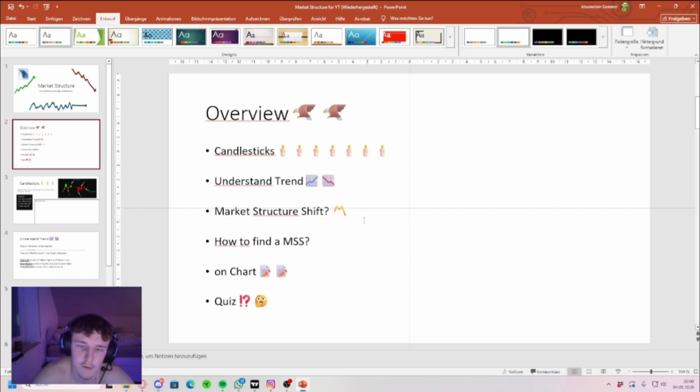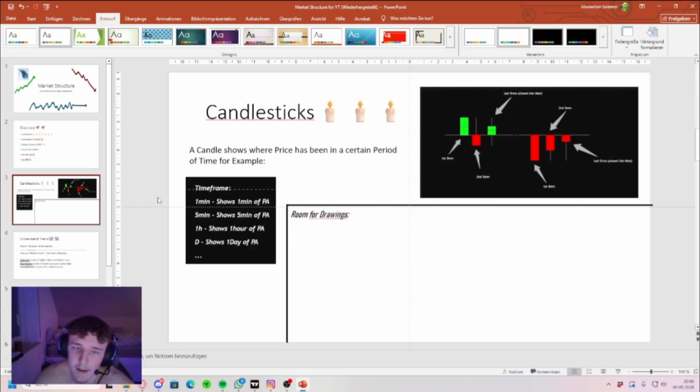Okay, market structure shift. I'm gonna tell you what a market structure shift is. How to find a market structure shift? We hop on the chart to show you. I'm gonna show you a trend, bullish, bearish, maybe some consolidation, and a quiz because I forgot it last time. So a candle shows where price has been in a certain period of time.